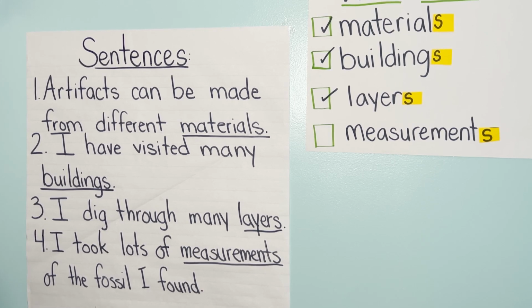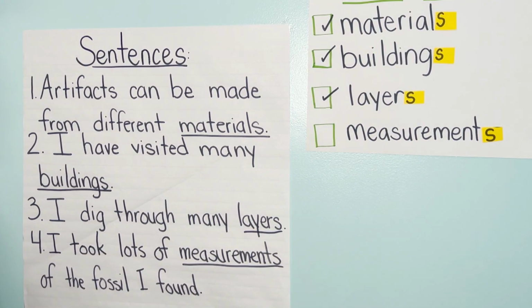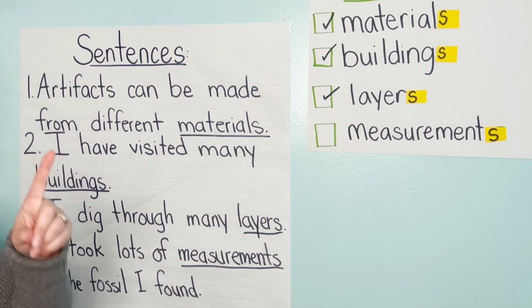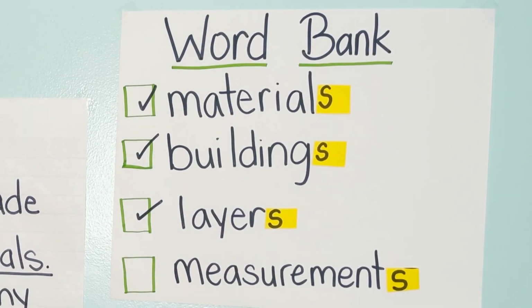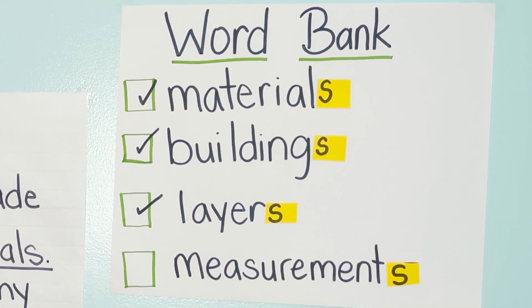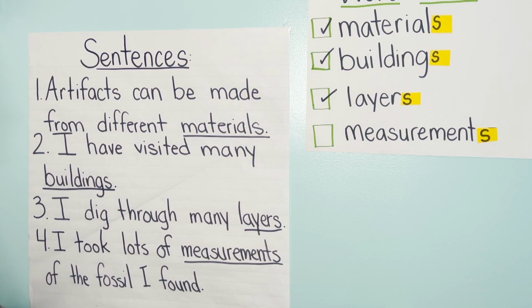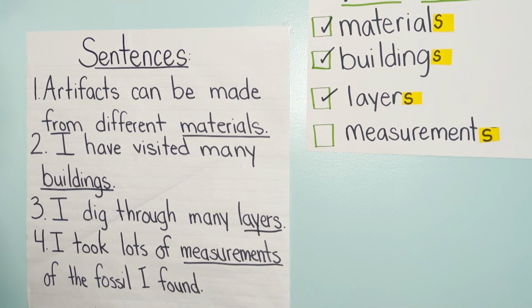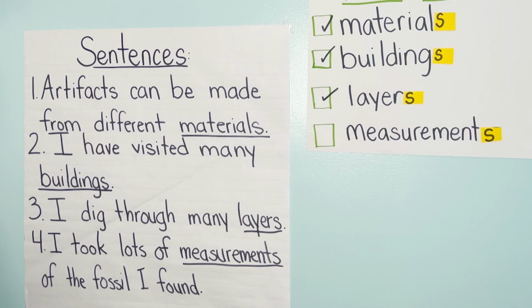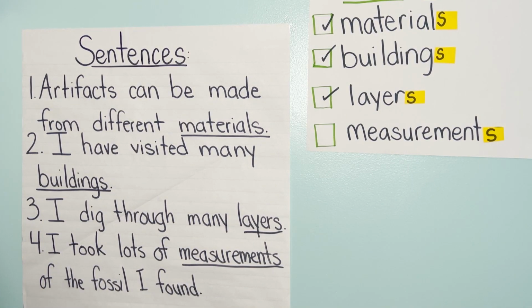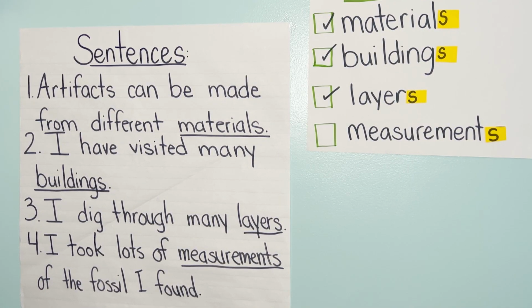So we have changed words from their singular form, meaning when they're only talking about one thing, and we have changed them to their plural form by adding an S. Plural words mean more than one. So in our sentences, we have made those words plural to talk about more than one thing. Let's go ahead and reread our sentences that we wrote.